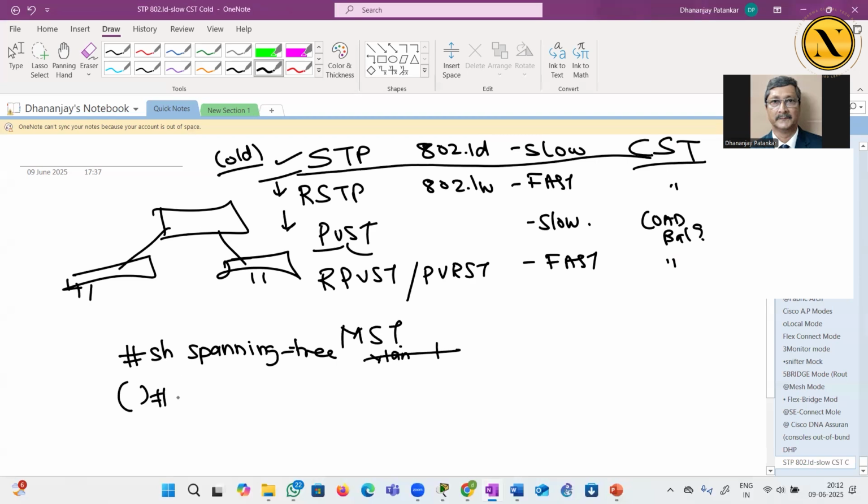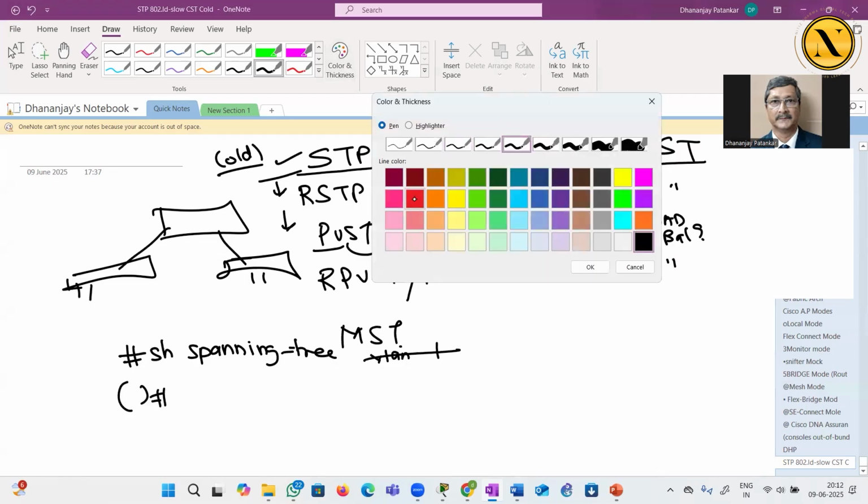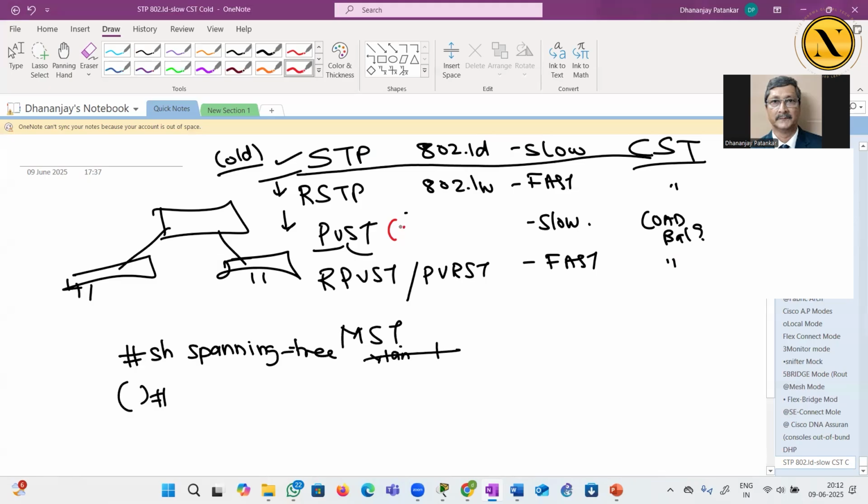The default is PVST, per VLAN spanning tree protocol. You can change it to this one or this one in real life, but in our simulation, MST is not supported.